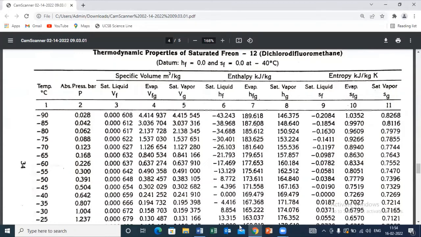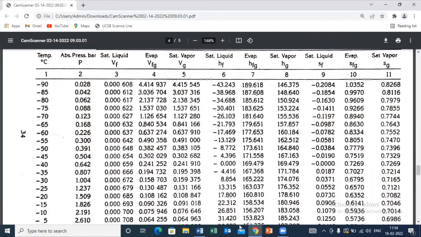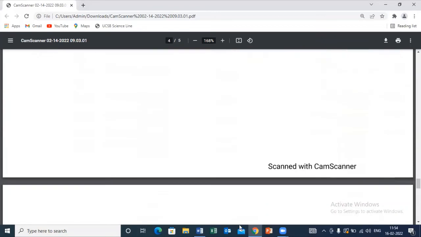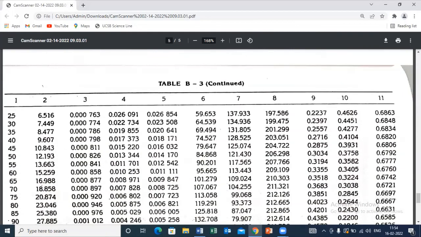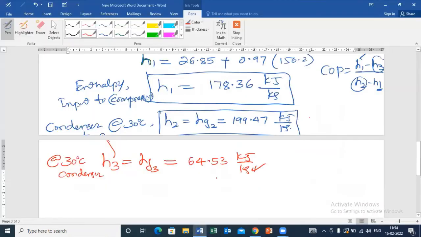Similarly, S stands for entropy: entropy of fluid, that is liquid; entropy of the wet condition, SFG; entropy of dry, that is gas. So column number 6 we need at 30 degrees Celsius. Go to 30 degrees Celsius. Column number 6 is 64.5, that I have written here.